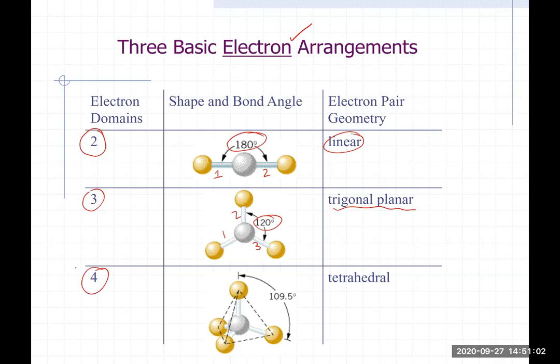4 electron domains. This is electron domain 1. This bond is electron domain 2. There is a single bond here that is electron domain 3, and another single bond over here that is electron domain 4.